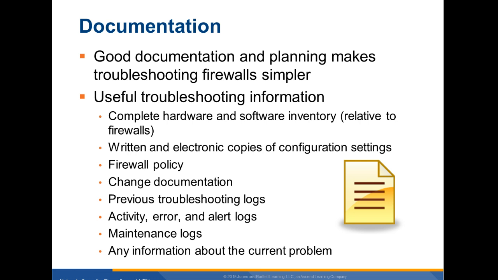Documentation. Good documentation and planning makes troubleshooting firewalls simpler. You need useful troubleshooting information that you need to have before you perform your troubleshooting. This includes the complete hardware and software inventory relative to firewalls, written and electronic copies of configuration settings, firewall policy, change documentation, previous troubleshooting logs, activity error and alert logs, maintenance logs, and any information about the current problem.